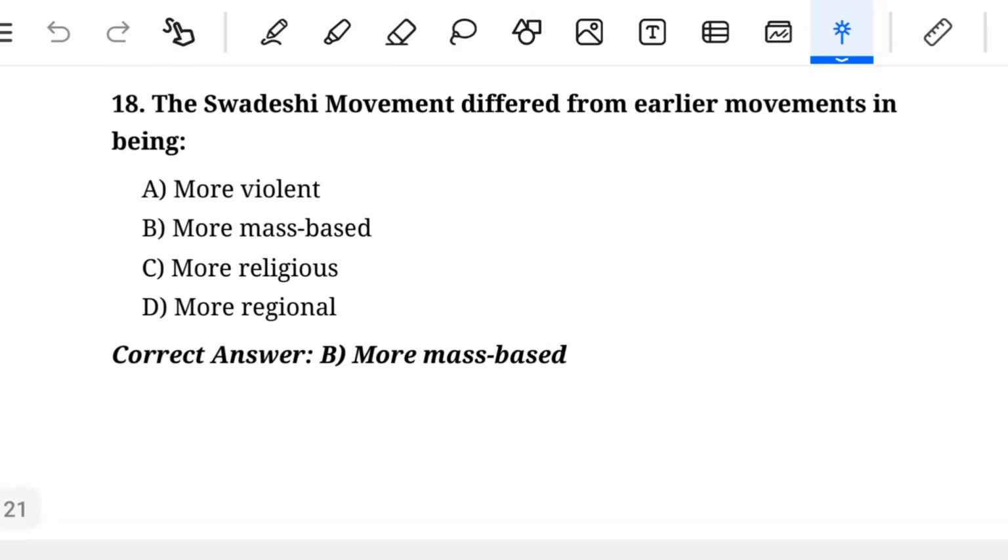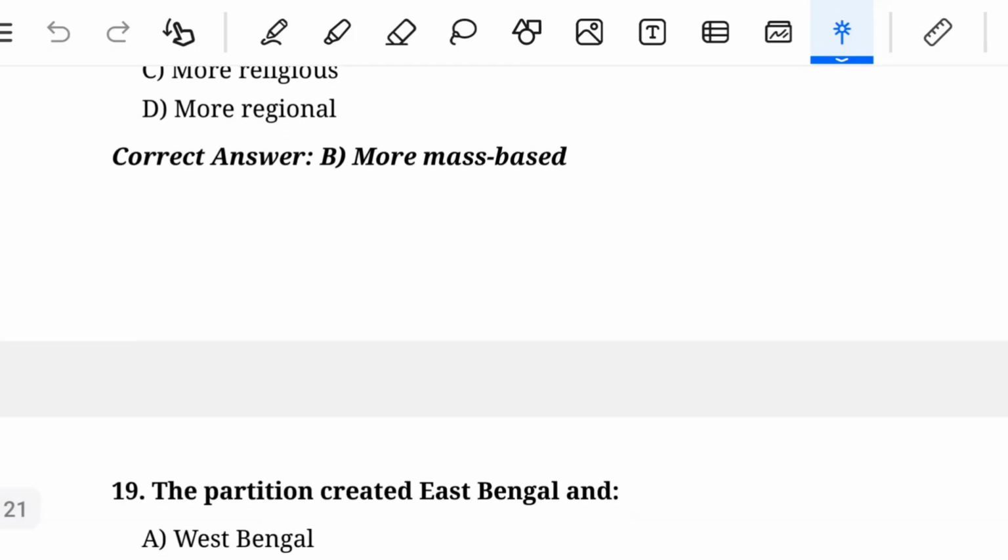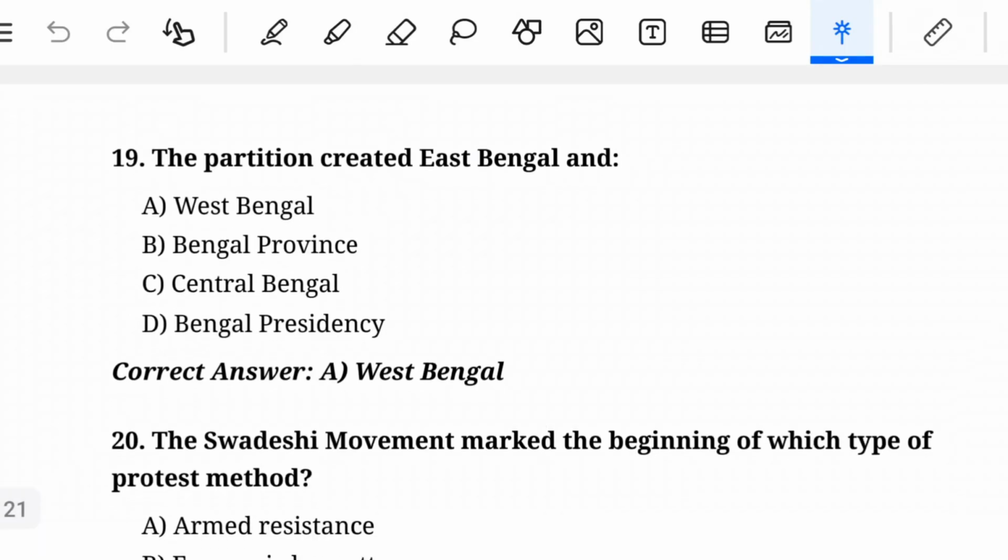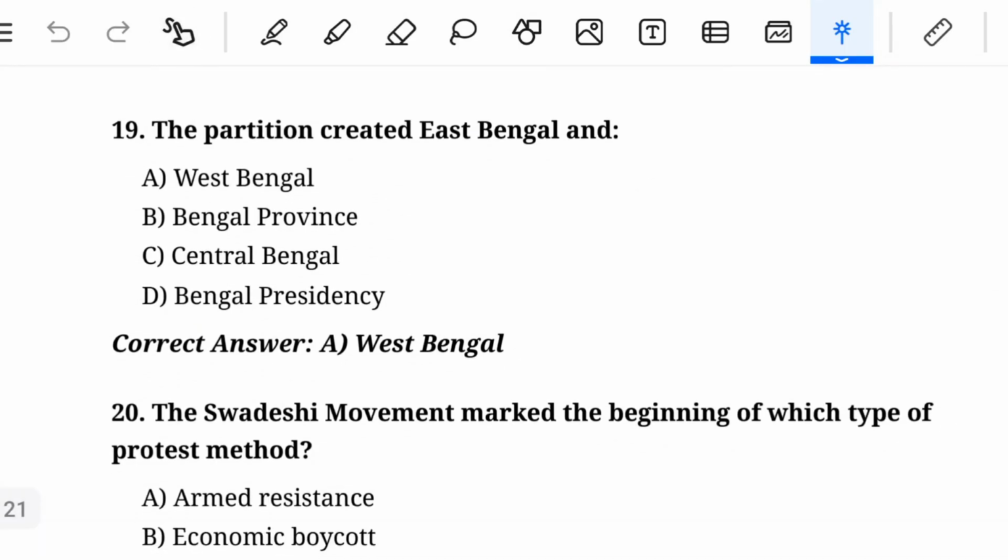18. The Swadeshi movement differed from earlier movements in being: A. more violent, B. more mass-based, C. more religious, D. more regional. Correct answer: B. more mass-based. 19. The partition created East Bengal and: A. West Bengal, B. Bengal Province, C. Central Bengal, D. Bengal Presidency. Correct answer: A.